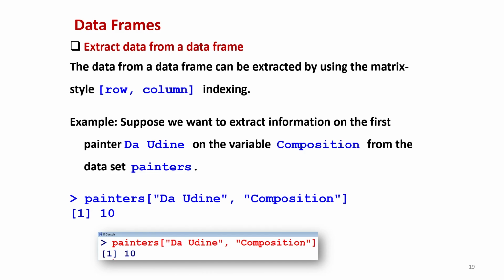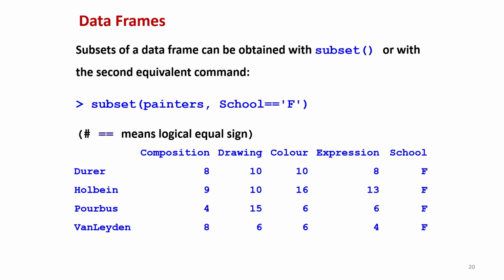Now if you want to extract the information for a particular cell, that can be obtained as we did in the case of matrix, by using the row-column address. So for example, if you want to know for the painter Da Udine what is the value of the composition variable, I can use the command with the name of the data, which is painters, then within square brackets, within double quotes, the name of the painter and the name of the variable, and it will come out to be 10, right? This you can actually see.